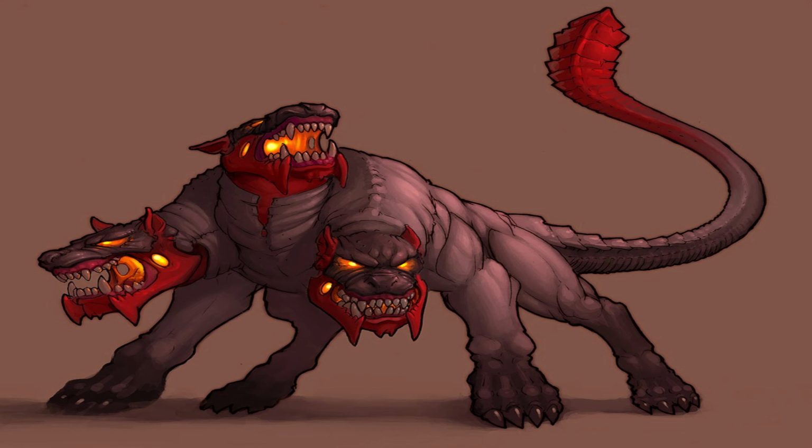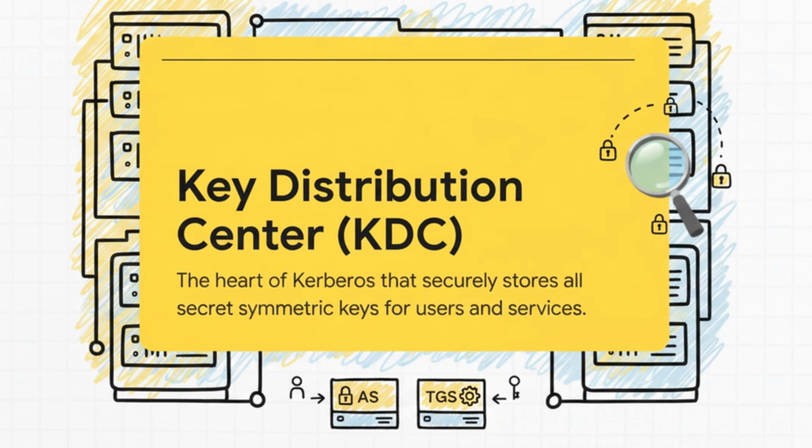What exactly is the KDC? Well, it's what we call the key distribution center, and it is the absolute heart of the Kerberos protocol. It securely stores the symmetric keys for every user and every service. The KDC is the one that issues the tickets. The KDC itself is split into two distinct servers. One is the authentication server, or AS in short, which confirms that a user known in the network or in the Active Directory is making the request to the KDC.